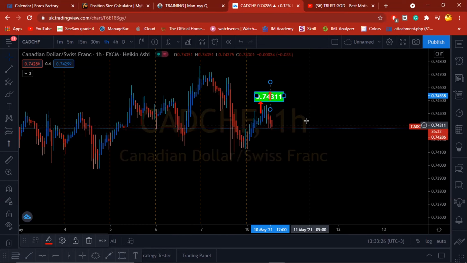So if you were buying CAD Chef, and the current price was 0.4331. If you wanted to buy CAD Chef for 10 pips, you would add 10 to the 31. So it would be 31 plus 10, 41. Then you would know to go into your MT4 and calculate exactly 10 pips.